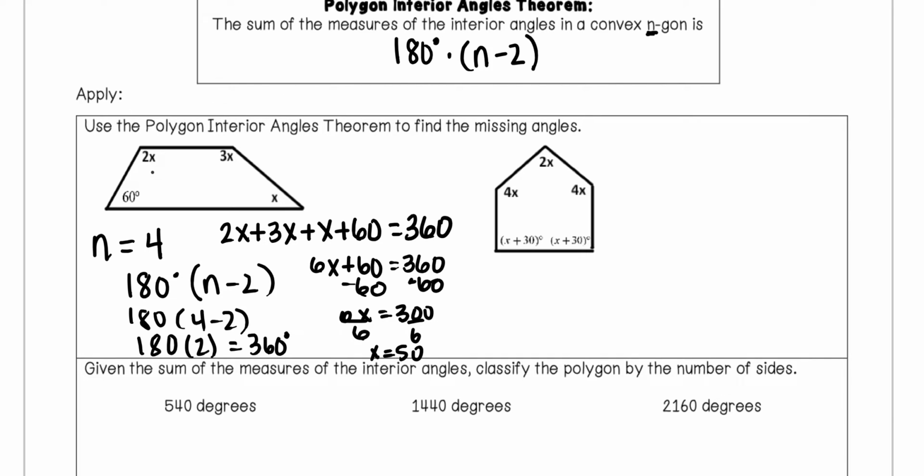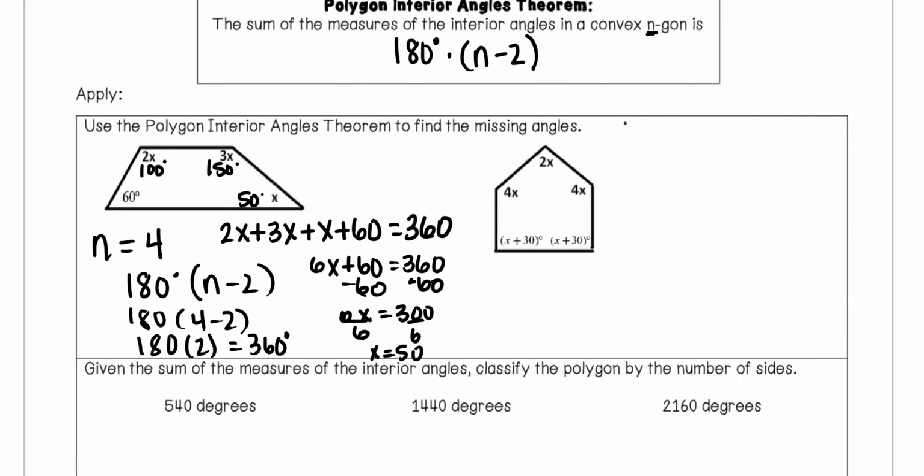So that means that for our missing angles, we have 2 times 50, so 100 degrees, 3 times 50 for 150, and our last single angle of x as 50 degrees. If you added them all together, they should total to 360 degrees for a quadrilateral interior angle sum.